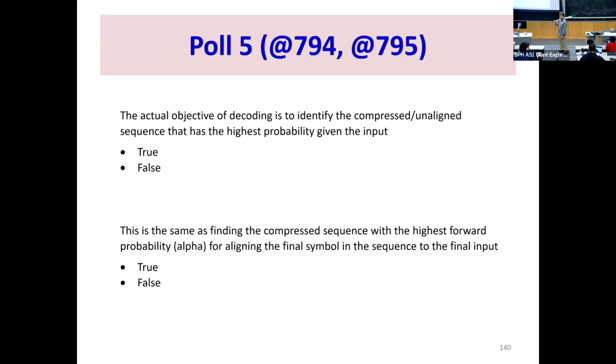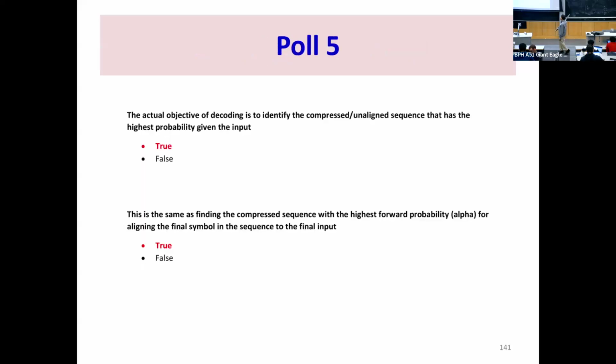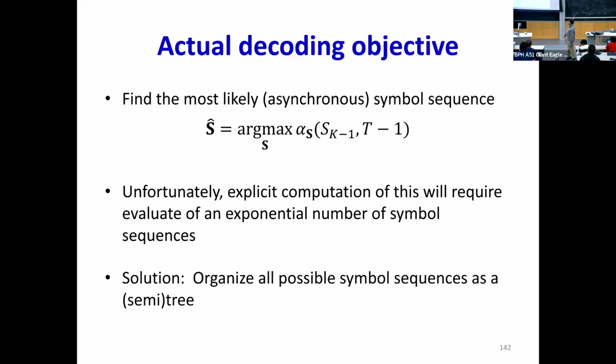What's the answer to the first one? True or false? Can everybody say true together? True. Thank you. Second one? Also true, right? The objective of decoding is to find the compressed sequence that has the highest probability. This is the same as finding the compressed sequence with the highest alpha for aligning the final symbol on the sequence to the final input, and this is expensive. So explicit computation of this is going to require evaluation of an exponential number of symbol sequences.